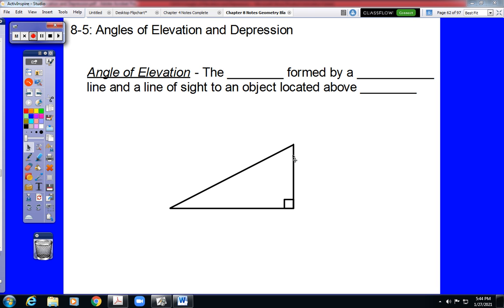All right, ladies and gentlemen, welcome to the video notes for Chapter 8, Section 5, Angles of Elevation and Depression in your McGraw-Hill Geometry textbook. This video series will consist of 3 videos, 2 for regular geometry and 1 for the pre-AP geometry that covers some harder examples. What we're looking at here in Section 8-5 are word problems for SOHCAHTOA.